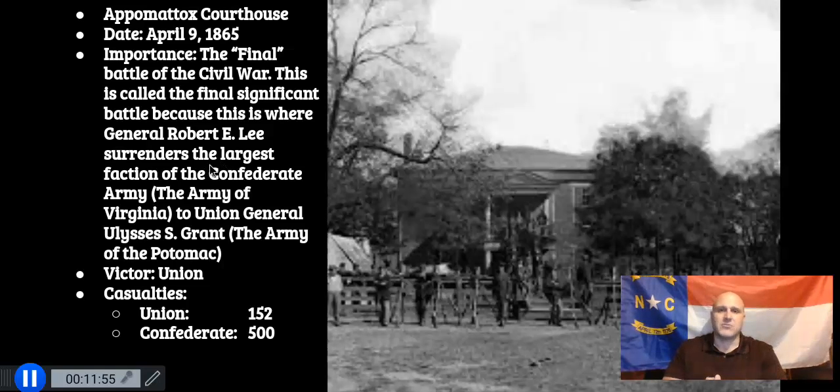April 9th, 1865. Robert E. Lee gets surrounded by General Grant as he's trying to retreat to get some supplies. General Grant and Robert E. Lee meet at Appomattox Courthouse. That's that building right there. It's a small battle right here, but this is where Robert E. Lee surrenders the largest portion of the Army of Northern Virginia.